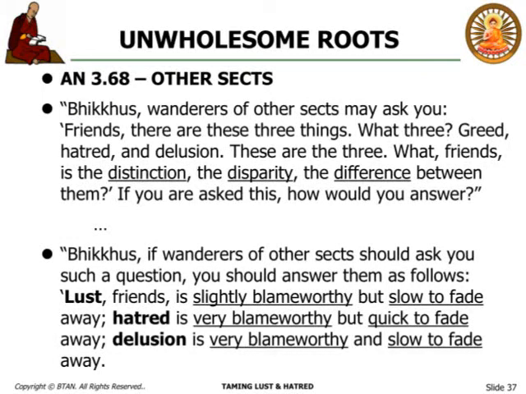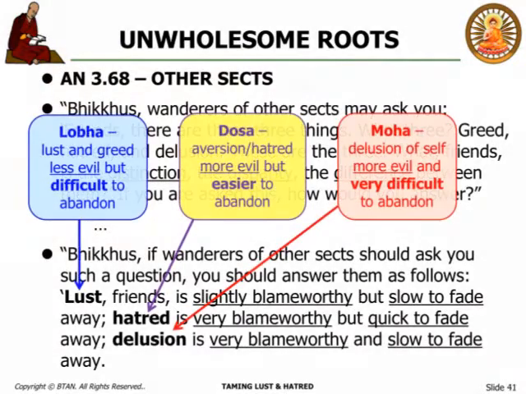He says, Bhikkhus, if wanderers of other sects should ask you such a question, you should answer them as follows. Lust, friends, is slightly blameworthy but slow to fade away. Hatred is very blameworthy but quick to fade away. Delusion is very blameworthy but slow to fade away. So here the Buddha is describing how so-called evil this is, for lack of a better word, basically how unwholesome it can be.